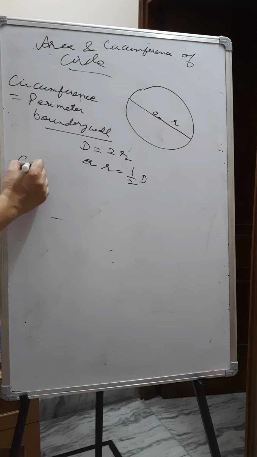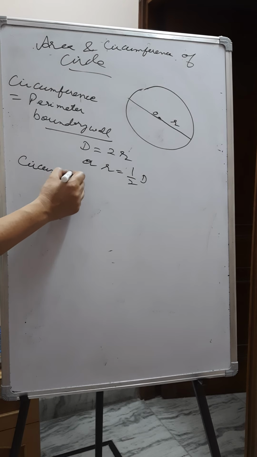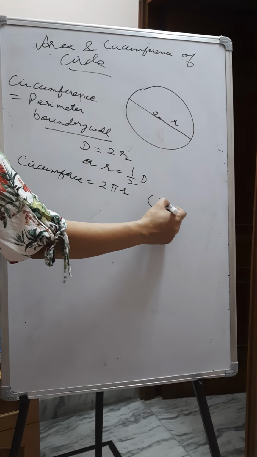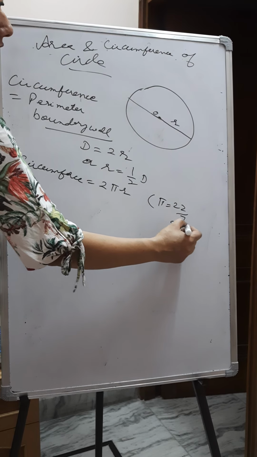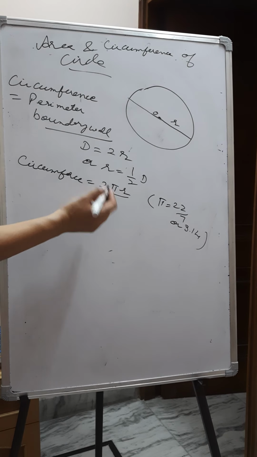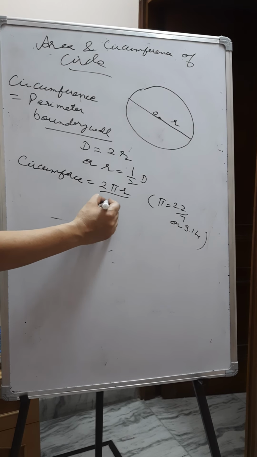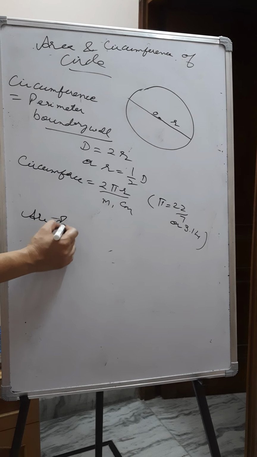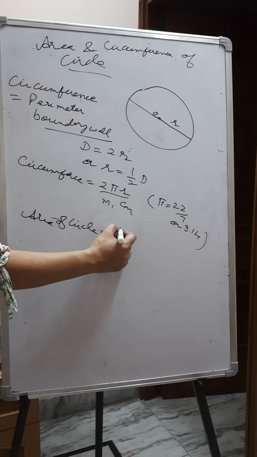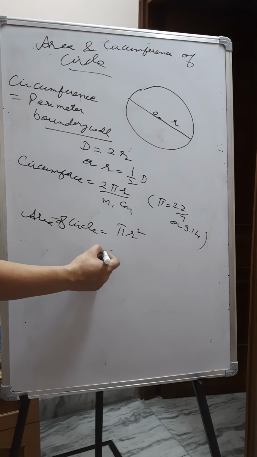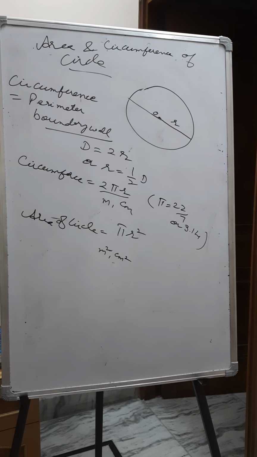The formula for the circumference is 2 pi r, where you have to take the value of pi as 22/7 or 3.14 unless it is given. This is the formula for the circumference, 2 pi r. Units are again like perimeter, meter and centimeter. Area of circle, which you have already studied, is pi r square. Units are meter square, centimeter square.